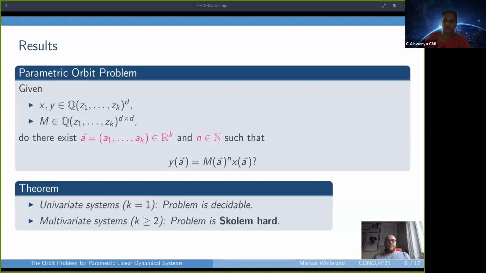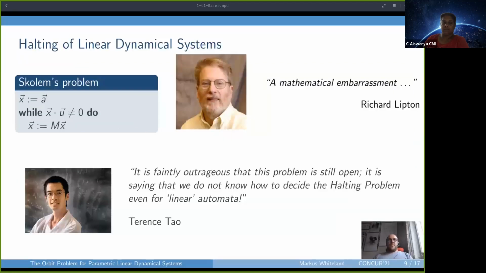Now, the second point might not be familiar to everyone. The Skolem problem is a decision problem which is not known to be decidable or undecidable. The second point says that if the parametric orbit problem is decidable, then one could decide the Skolem problem, which again is currently an open problem. Let me describe this problem next.